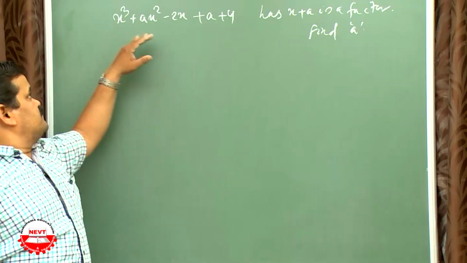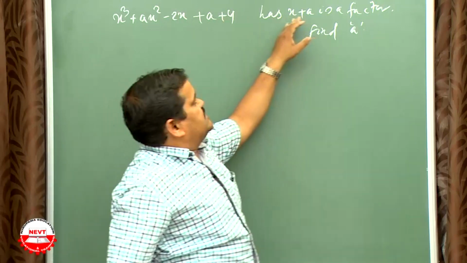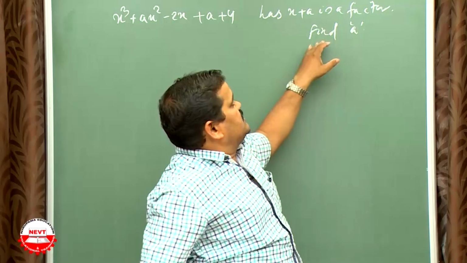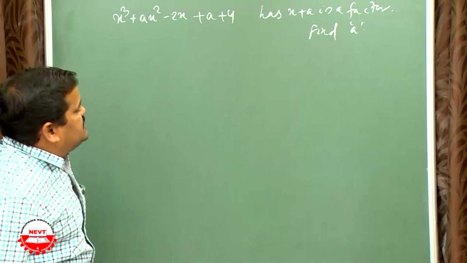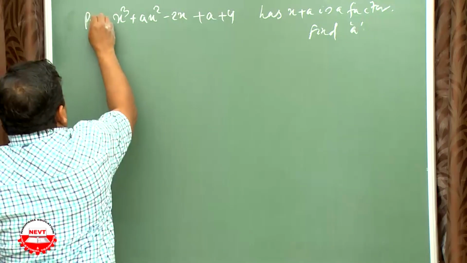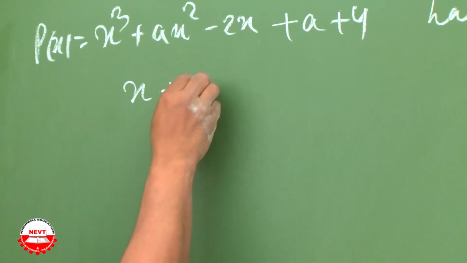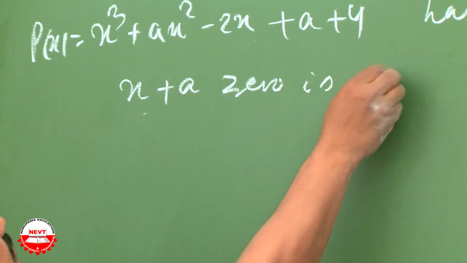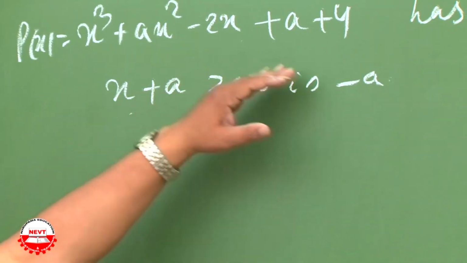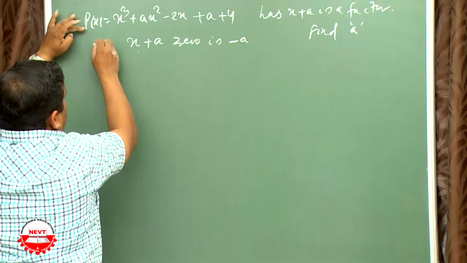This is a 2-mark question. x cube plus x square minus 2x plus a plus 4 has x plus a as a factor, then find the value of a. Okay, that means since very easy here, p(x) is equal to, let's say, this much. Since x plus a is a factor, so x plus a zero is how much? Minus a. That means x plus a is equal to 0, so x is equal to minus a.